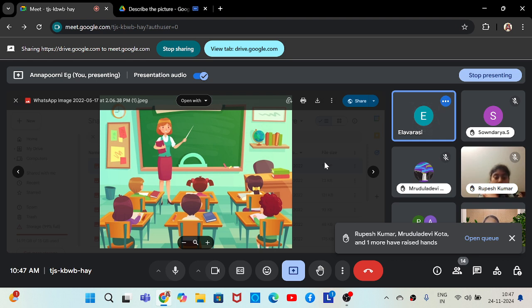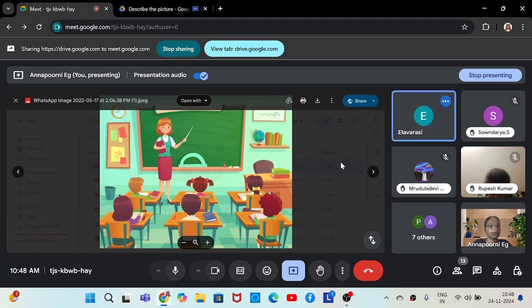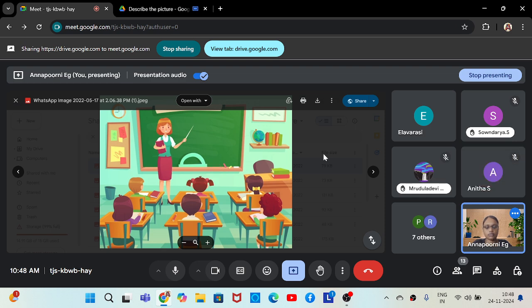What about the teacher? There are two books on the table of the teacher, and there is a projector in the board. Sorry, Kavya, can you repeat it? I didn't hear. On the blackboard there was a projector.